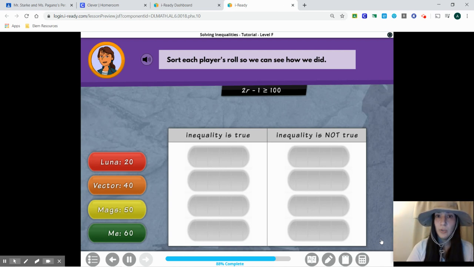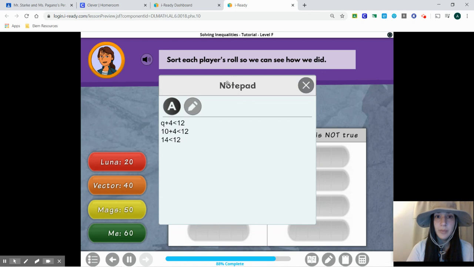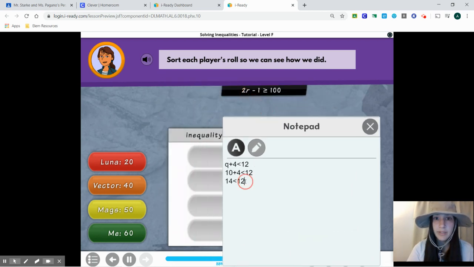Sort each player's roll so we can see how we did. All right, we have a new inequality. I want to pull up my notepad. All right, I have a greater than or equal to symbol. So we're going to do the best that we can. 2r minus 1 greater than or equal to 100. We're going to skip a space so that we can draw the line after.